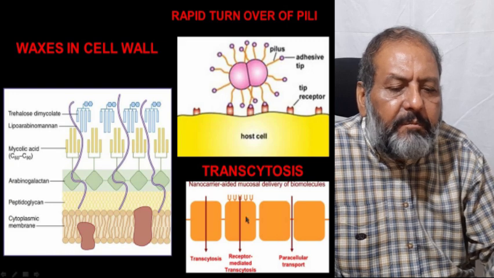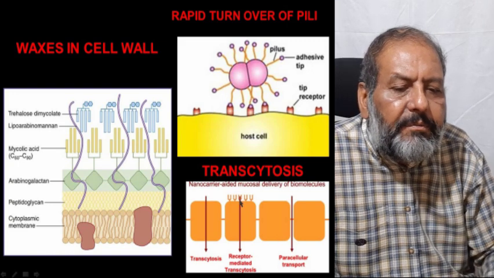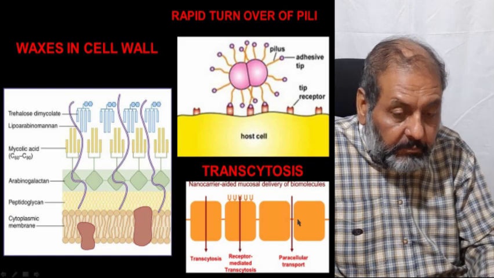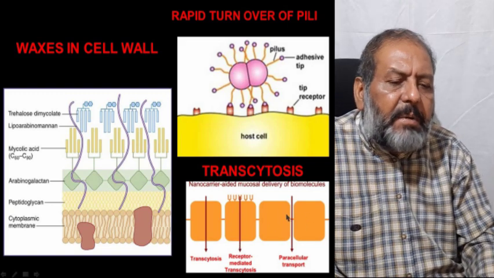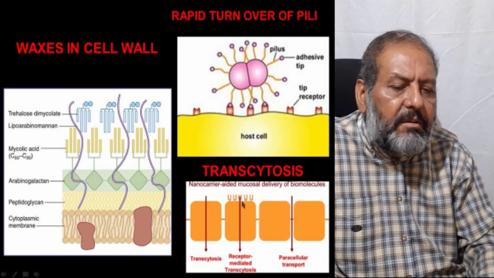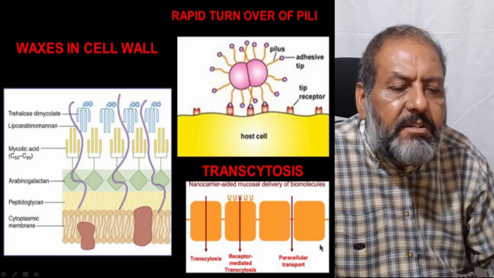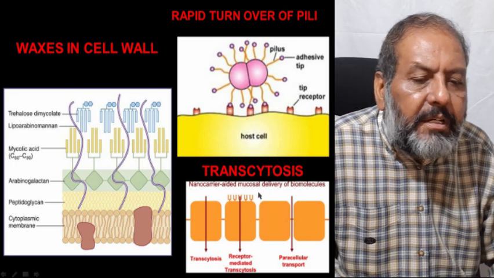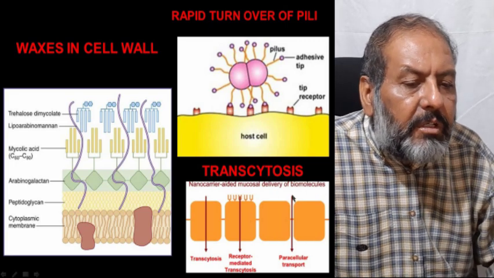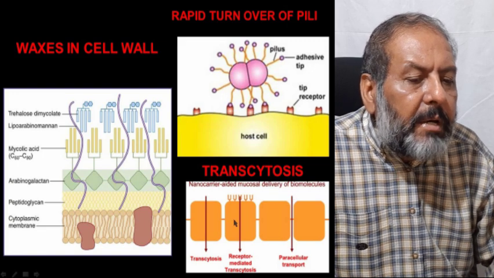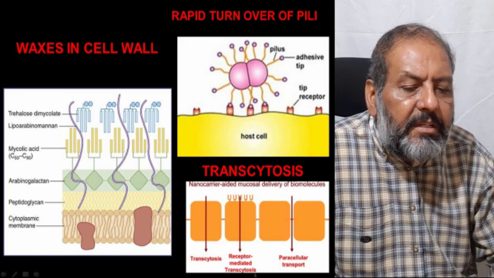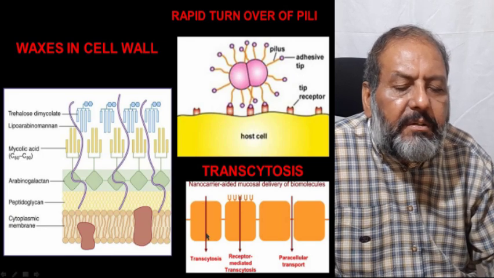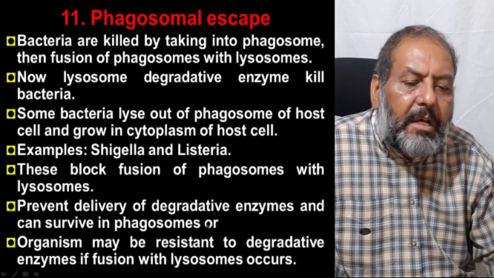Transcytosis is a procedure by which the bacteria can cross the cytoplasm of the host cell, or pass through the gaps between two cells of the host, and this is called transcytosis. This is nanocarrier aided mucosal delivery of the biomolecules. So, receptor mediated transcytosis. Transcytosis means crossing through the cytoplasm of the host cell.